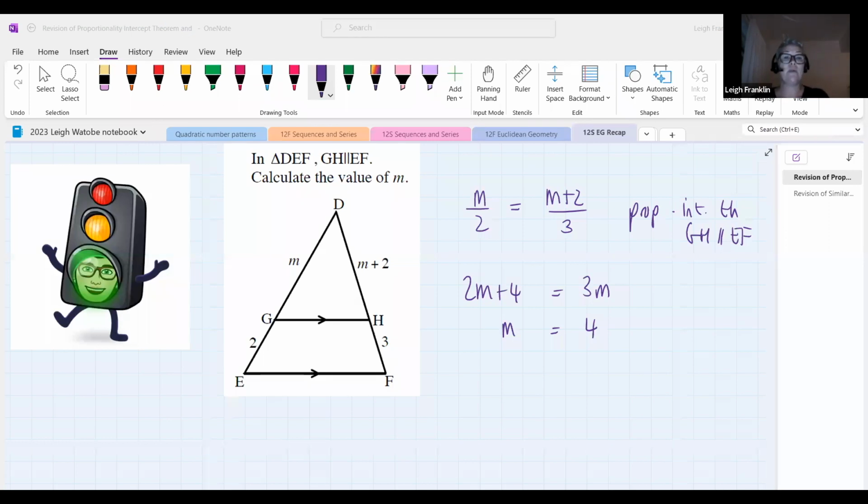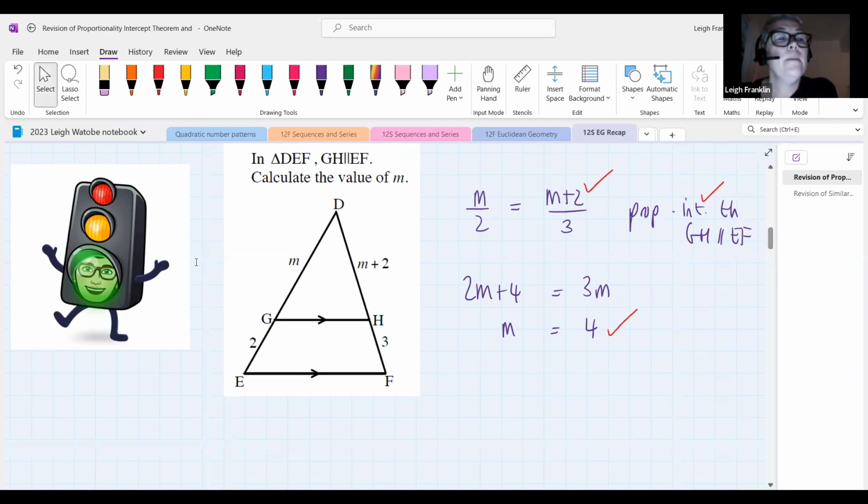You don't have to write DG over GE equals DH over HF first. You are allowed to substitute in. There's absolutely nothing wrong with that. So: statement, reason, and then answer. Very good. Please take a screenshot if you need to. I'm going to move on to the next thing because that was meant to be easy and I'm glad that it was. Any questions quickly before we move on, or are we all good?